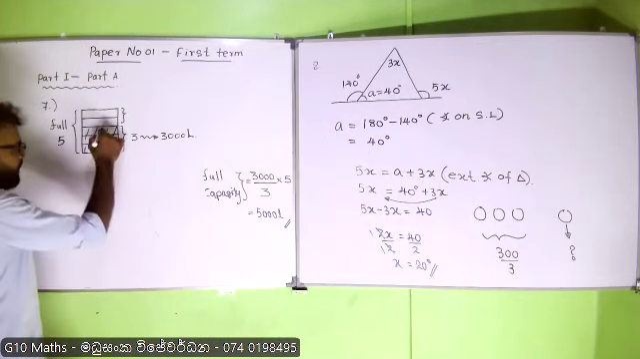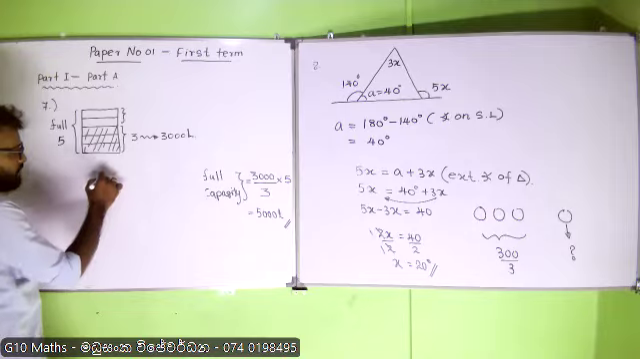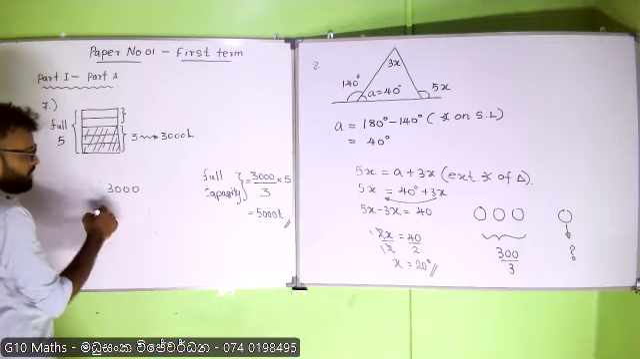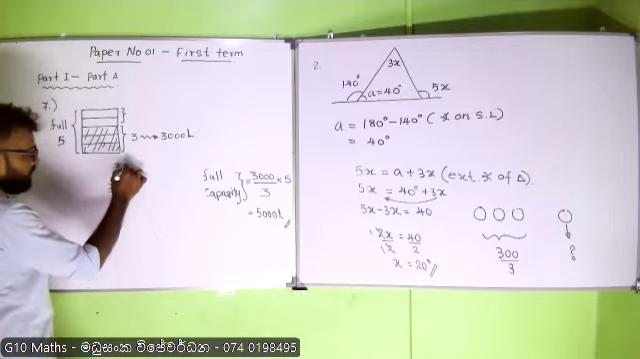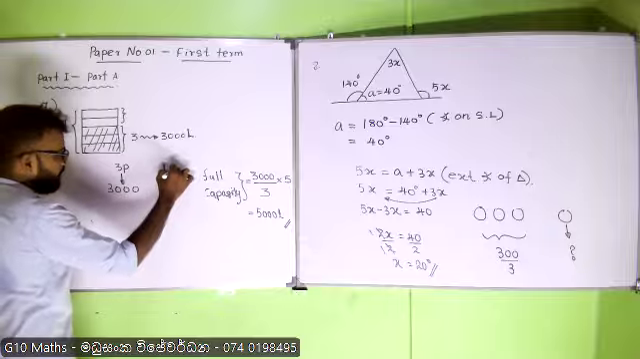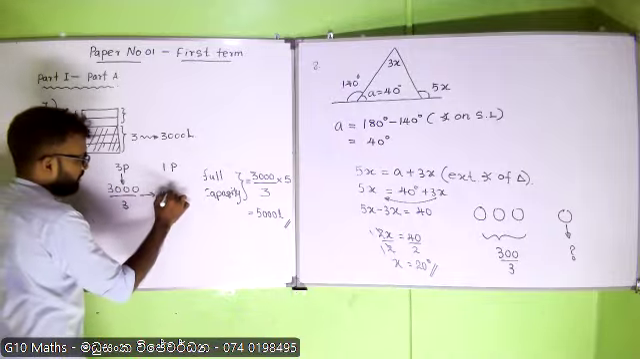So just you need to divide 300 by 3. Same theory applies here. There are 3 parts. The capacity of the three parts is 3000. And I am asking the capacity of one part. 3000 divided by 3. So that is 1000.